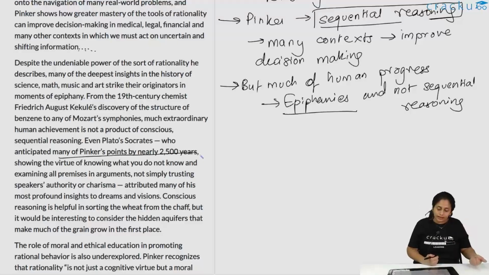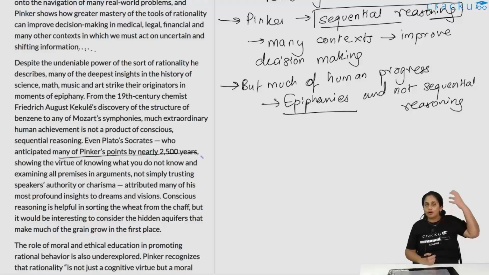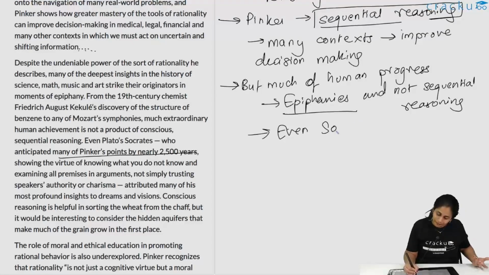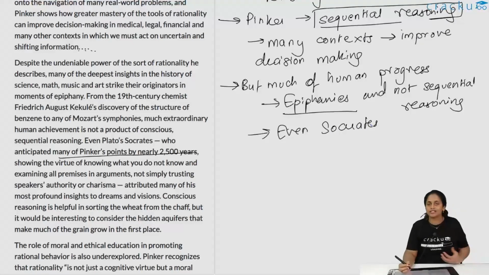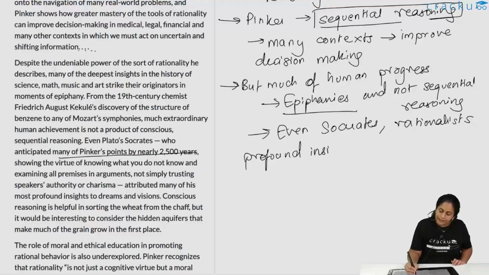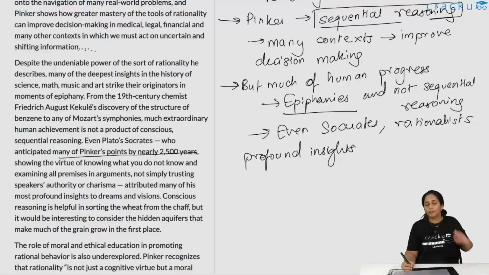But even Socrates believes that most of his profound insights actually came in dreams and visions. So even Socrates, who was a rationalist in many ways and who agreed with many of the rationalist ideas as such, many of his profound insights came in dreams and visions. So the author is saying that while sequential reasoning is good, profound insights or basically big discoveries, big leaps for humankind have actually come from dreams and visions.